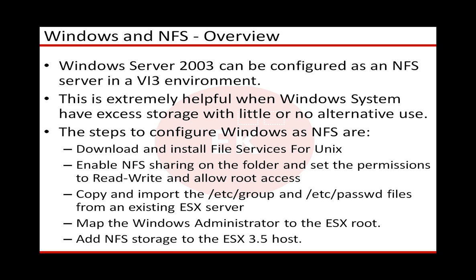Now, once we've imported /etc/group and /etc/passwd, we're going to map the Windows administrator to ESX root. What this means is you'll be able to pass the credentials of the Windows administrator to ESX root. We're going to synchronize them, so to speak. And after that, we're going to go ahead and add an NFS storage to ESX 3.5. Now, from this entire exercise, we're going to go through slides about how to install and configure this. But the main thing that we're going to be focusing on is how to add an NFS storage to ESX 3.5.